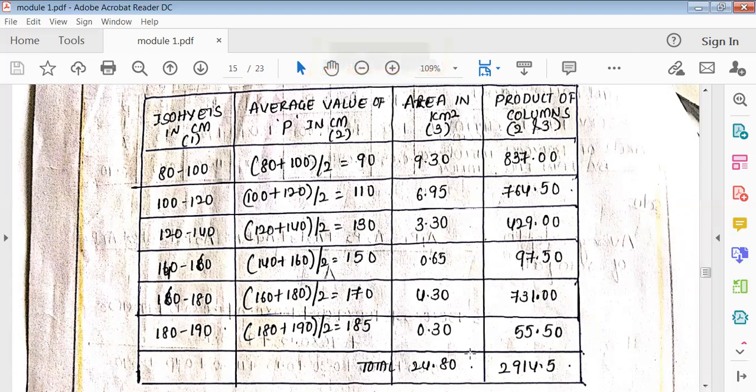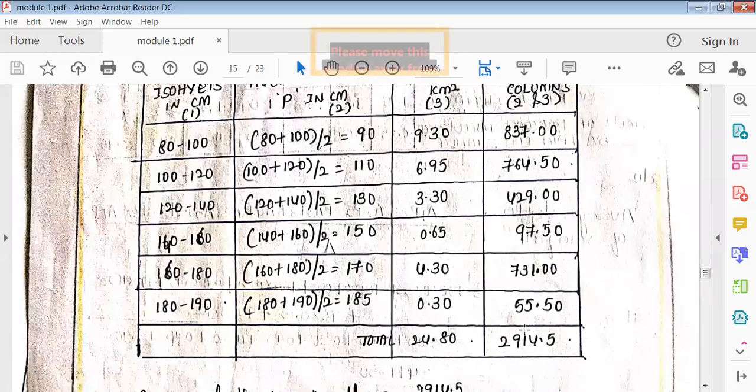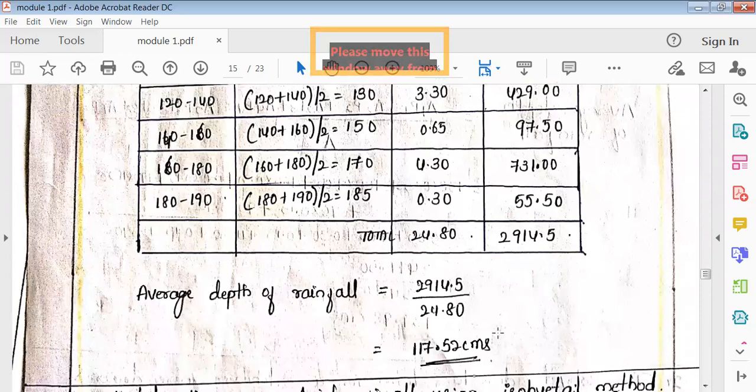So ultimately, you'll get this answer, that is, the total area in kilometers. Now you can see here, don't convert any values. Just keep it in centimeter, keep this in kilometers only. When you multiply this, the area is 24.80 kilometers square, and this product, 2914, will be in centimeter kilometer square.